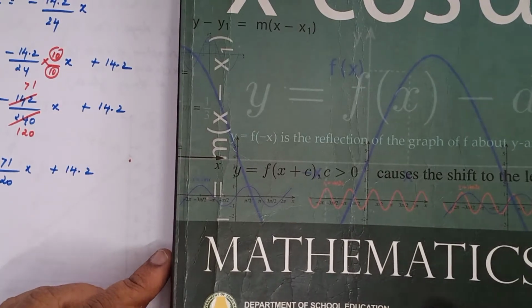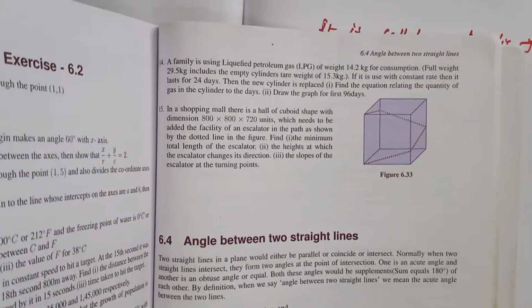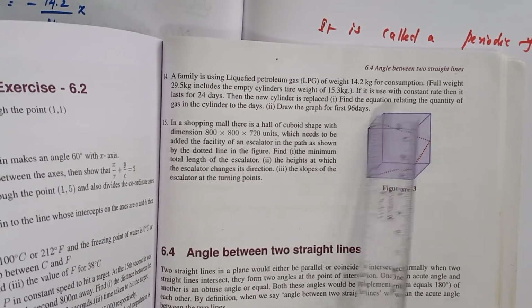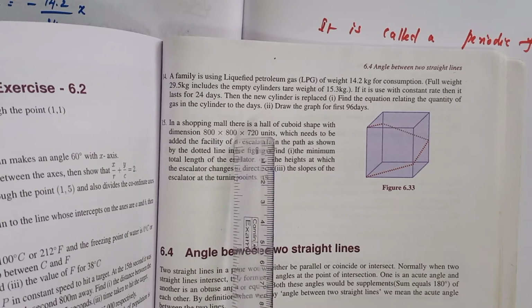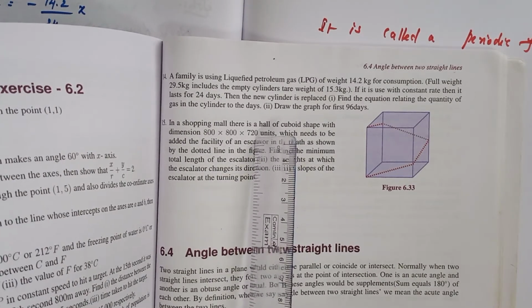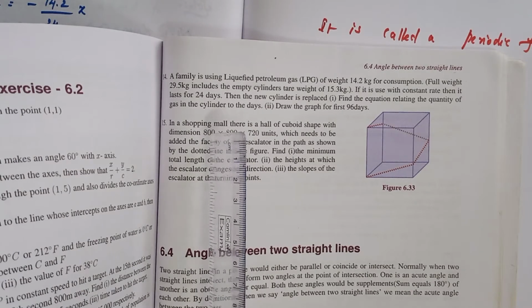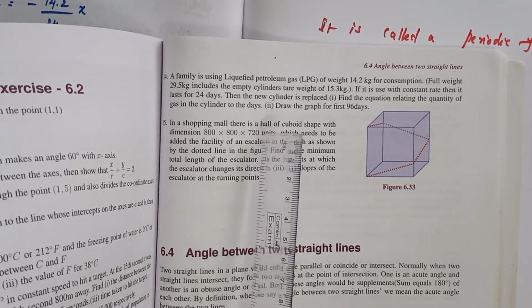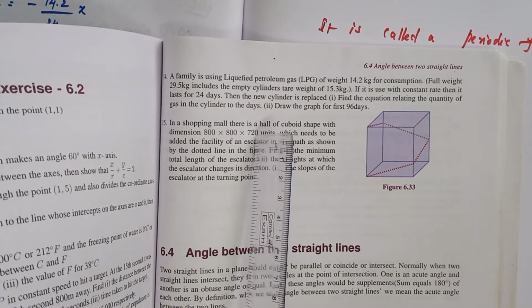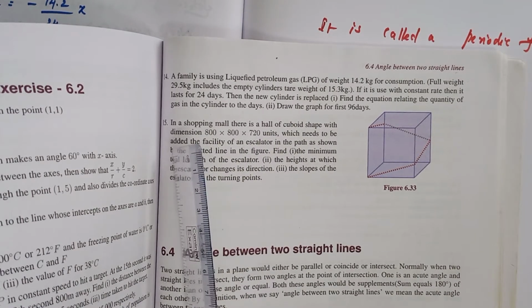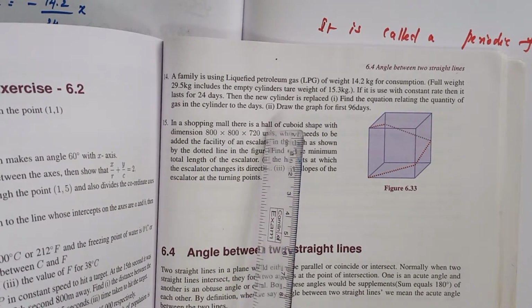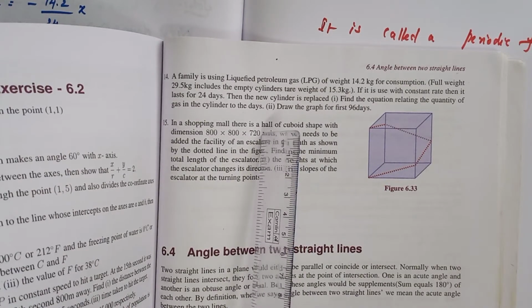11th standard mathematics, chapter number 6, continuation of exercise 6.2, problem number 15. In a shopping mall, there is a hall of cuboid shape with dimensions 800 into 800 into 720. Here it can be considered as a length, this one is breadth, this one is a height. If any one of the side lengths differs from the others, we can call it a cuboid. If all the sides are equal, if all the edges are equal, that is called a cube.